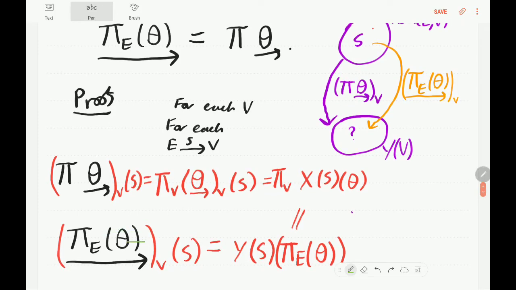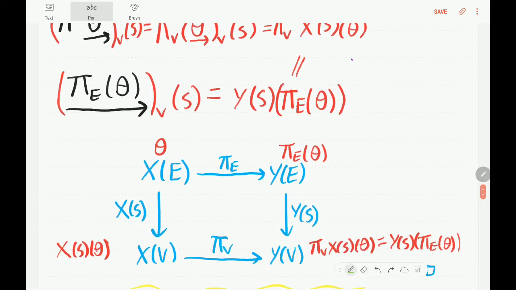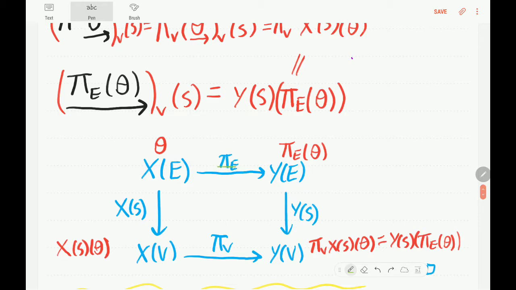Well, basically, we have this element pi subscript e of theta, but if you think about it, since pi subscript e is really this function from capital X of E to Y of E, we're going to have that pi subscript e of theta is actually going to be an element of Y of E. Okay.